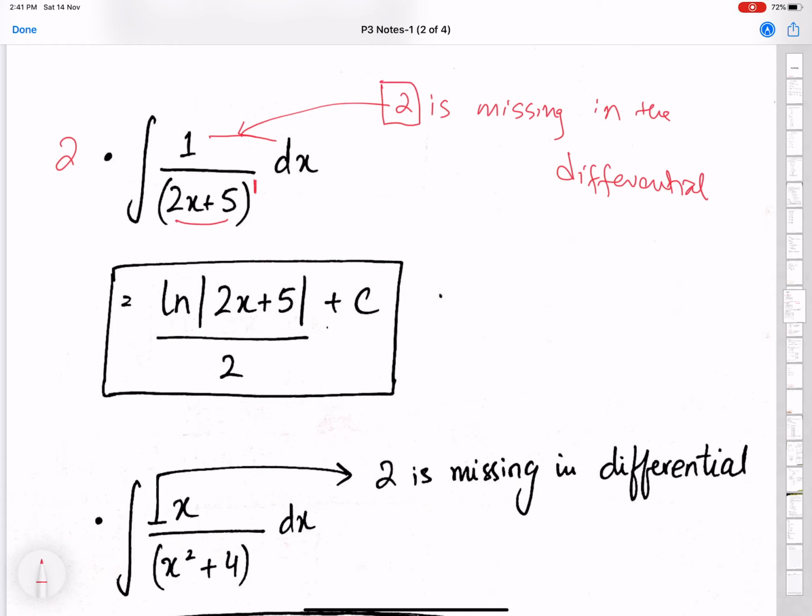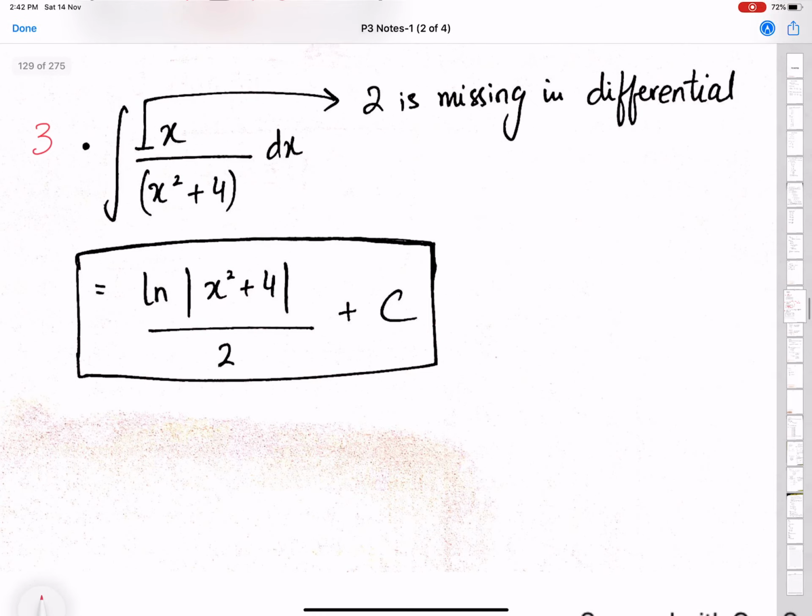Therefore, according to basic formula number 2, the integration of 1 upon 2x plus 5 will be ln modulus of the function, and we need to divide this entire thing by the differential of the function, because 2 was missing. Make sure the variable must not be missing. If the variable is missing, then we can never use either basic formula number 1 or basic formula number 2.